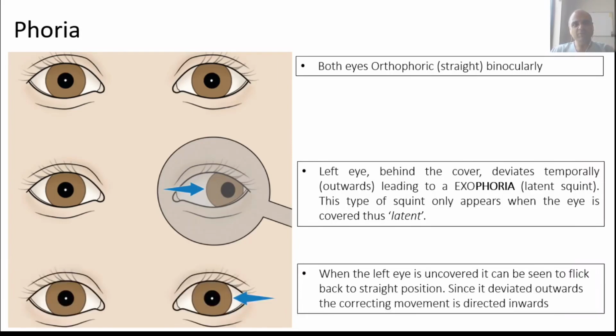But as soon as I remove the cover, this eye would move inwards or medially to take up its normal position. So the movement of the eye is opposite of the latent squint. If the eye has moved outwards behind the cover, i.e. exophoria, it would be seen moving inwards when the cover is removed. Doesn't mean that the patient has an inward deviating squint or esophoria. The eye had moved outwards behind the cover, and to get back to its original position, it's moving inwards.